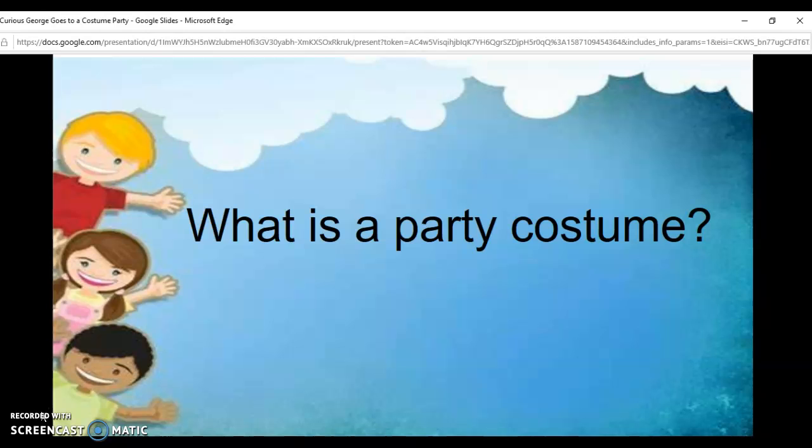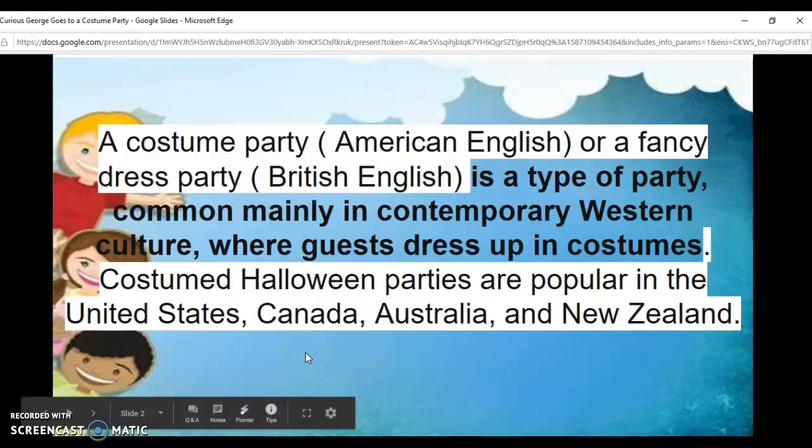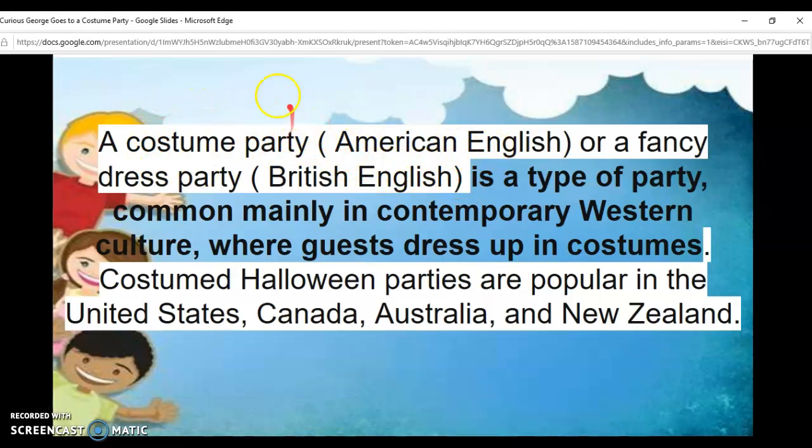So we have heard about costumes, right? But since I am showing you about Curious George who goes to a costume party, we should learn about what is a party costume. So a costume party for American English. For American English, we call it a costume party, right? Costumes that we use when we go to a certain party. And then for British English, we call it a fancy dress party.